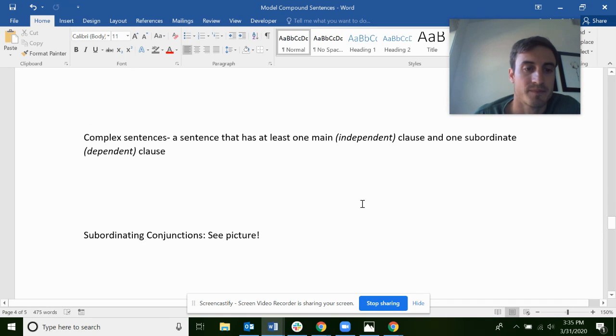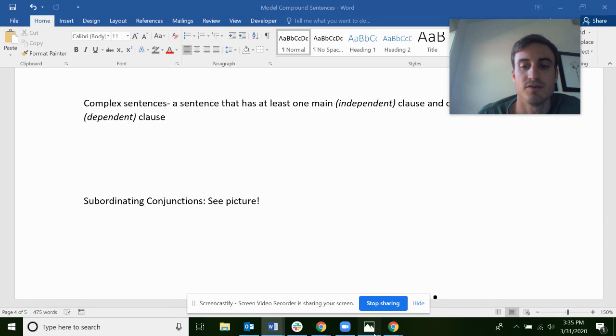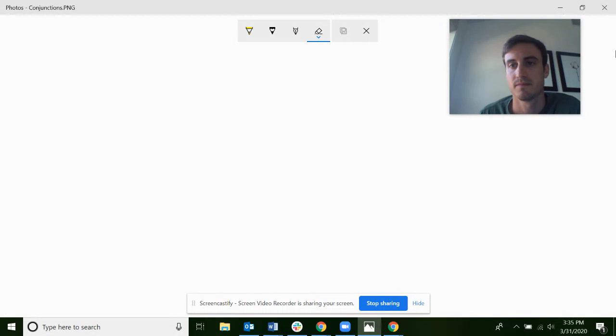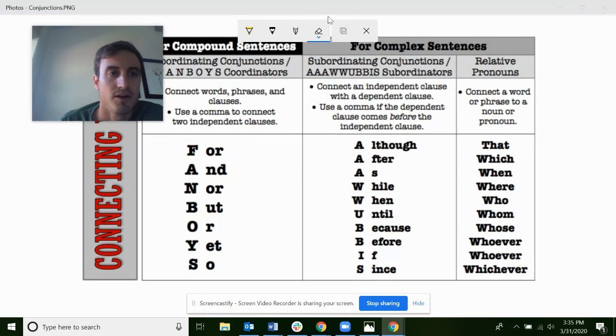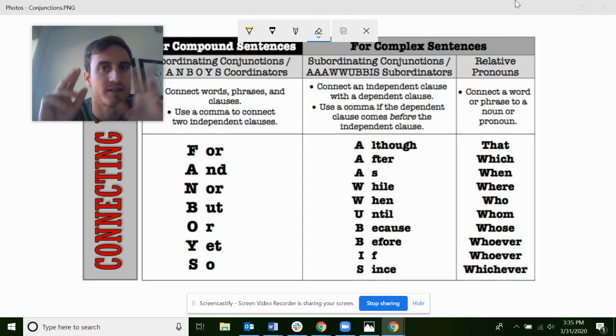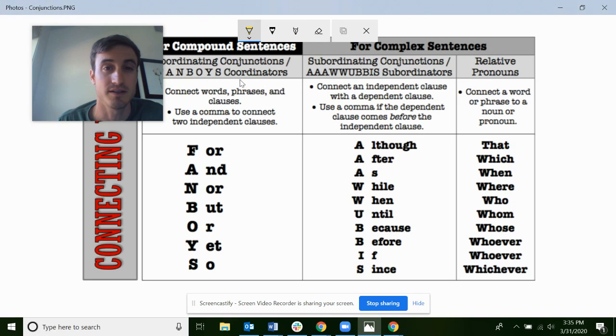Let's keep going. Subordinating conjunctions. Let me show you some more subordinating conjunctions. Oh, I'm freezing up a little bit here. Okay, there we are. You've probably heard the term AWUBIS. Well, they're like FANBOYS. They're just conjunctions for complex sentences.